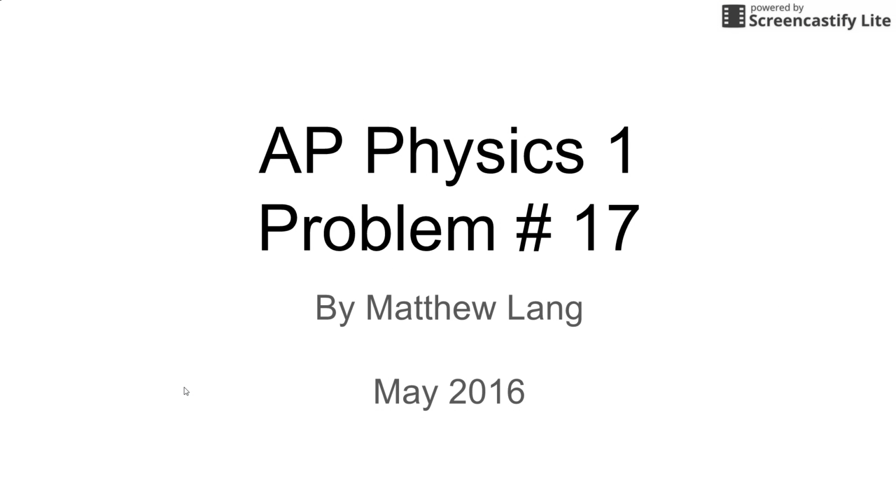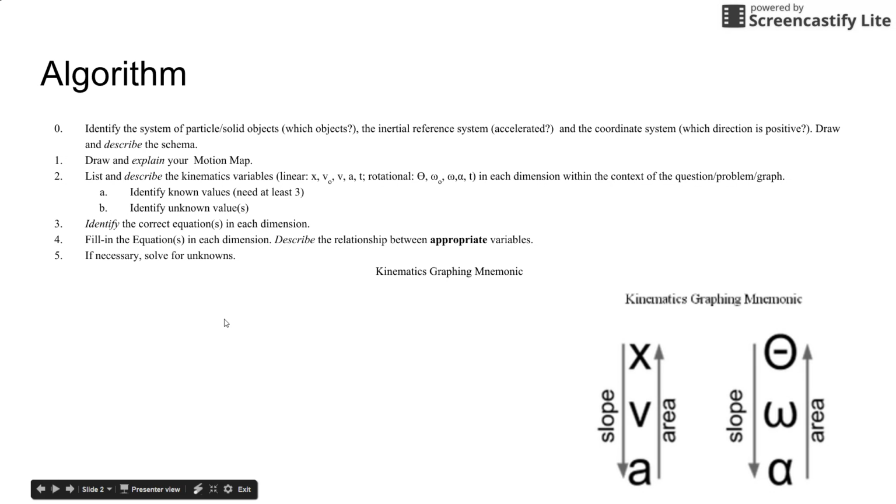All right, here we have the AP Physics 1, problem 17. It's a kinematics strategy problem, so we're going to take a look at this one. All right, first here you have the algorithm for the problem. It's got all the steps needed to solve any kinematic problem.